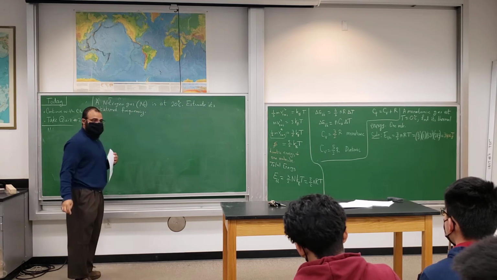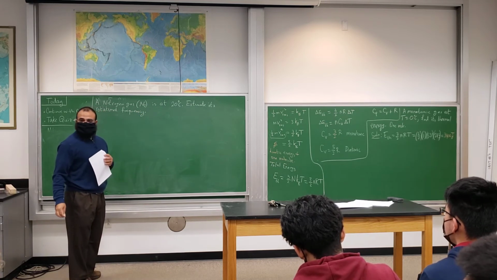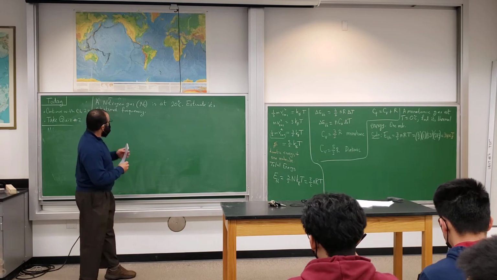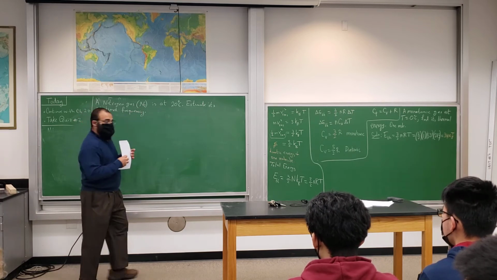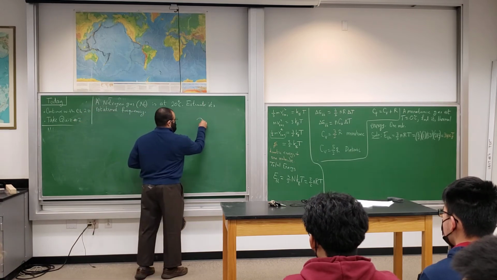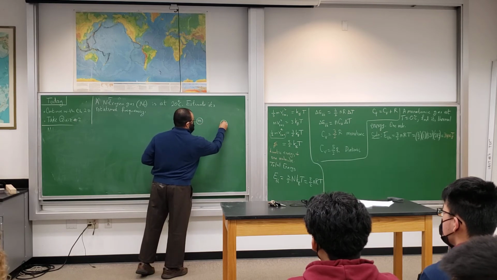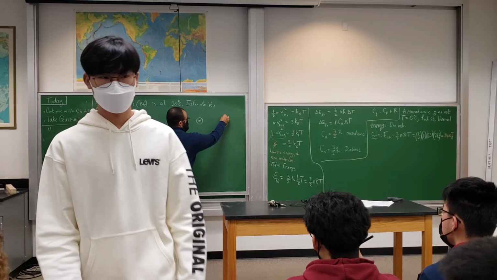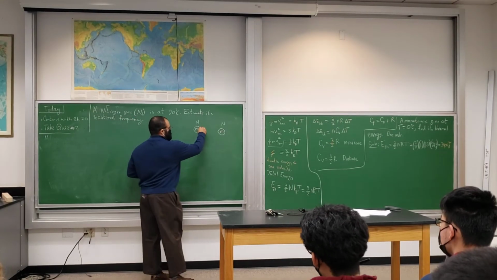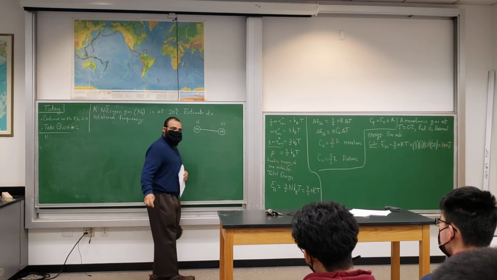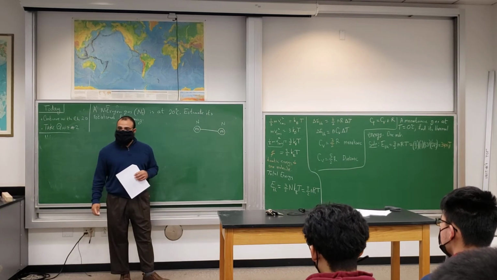Estimate its rotational frequency. I need to give you some more data. So it's nitrogen, N2. Nitrogen N2 is a molecule. Here is m, and here is another m. Each of them is N, right? This is a nitrogen, this is nitrogen, and they're connected by a bond. And we're just going to treat it as a massless rod.